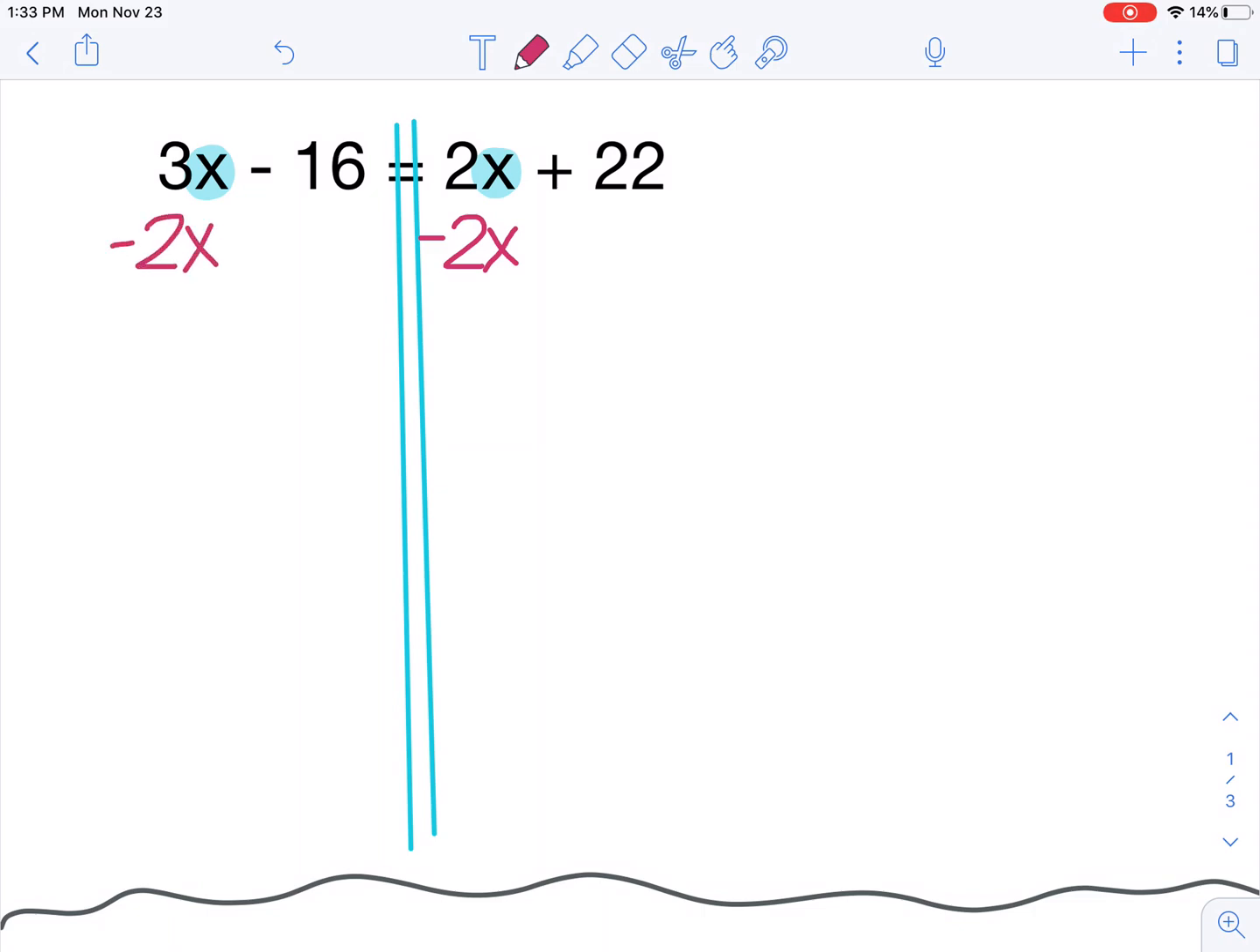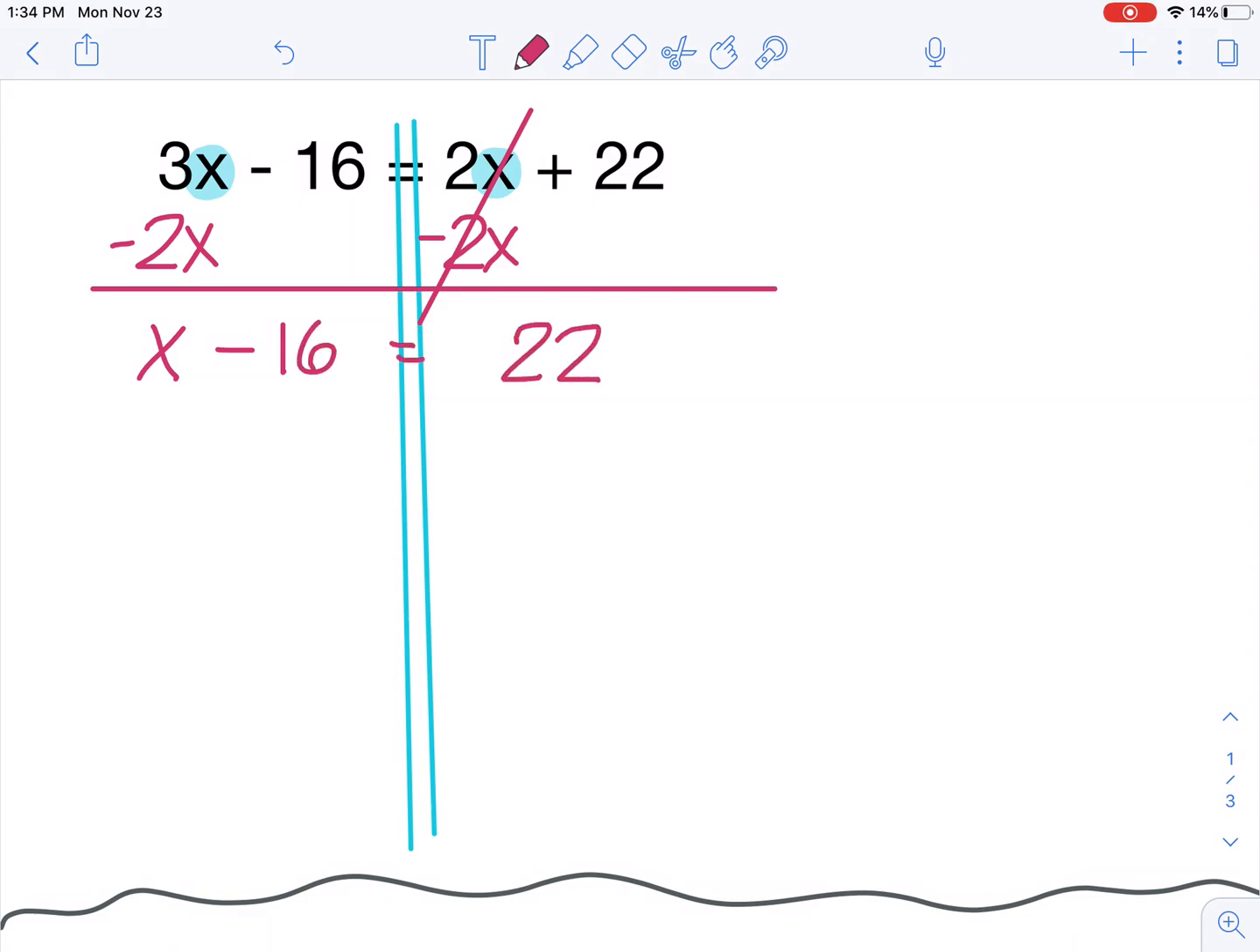Notice that I'm lining up both terms with the x already there. 2x minus 2x, that disappears. 3 x's take away 2 x's would just leave me with 1x. So I had 3 x's, I'm taking away 2 of them. Now I'm just going to copy down the rest of my equation that I haven't worked with yet.